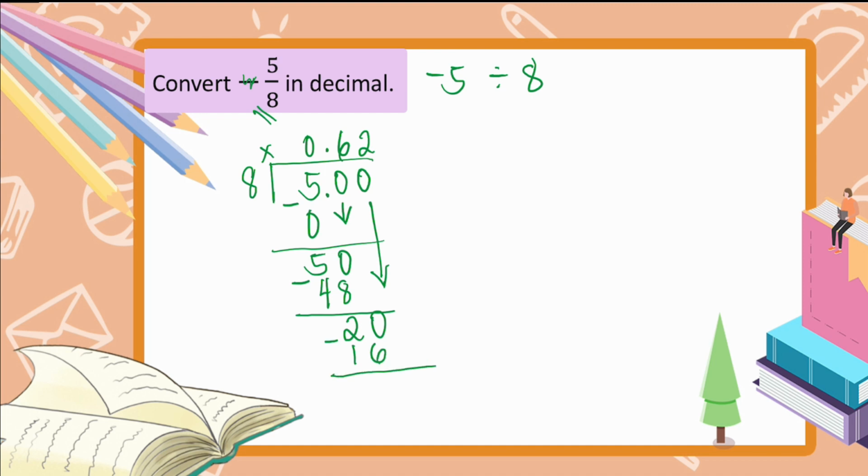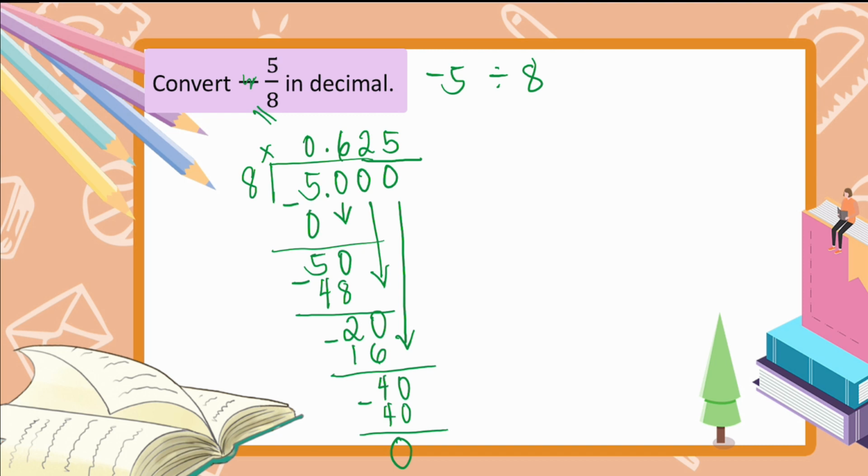20 minus 16, we will get a 4. May remainder pa, so keep going. Add 0 to bring down. So, we will have 40. 40 divided by 8 is 5. 5 times 8 is 40. 40 minus 40 is 0.